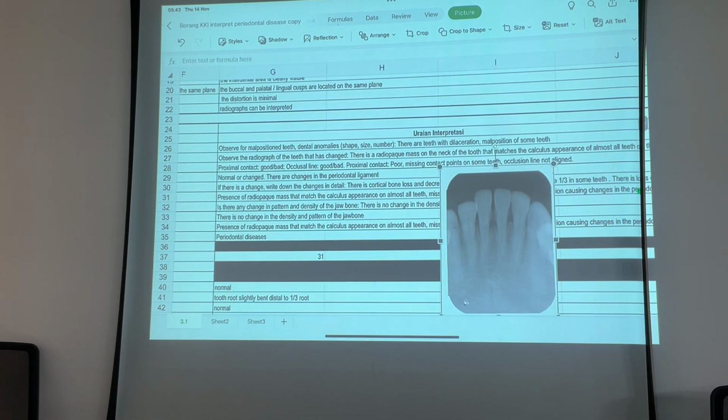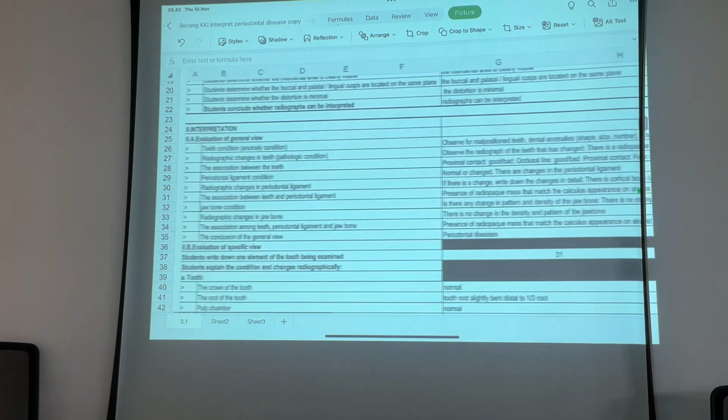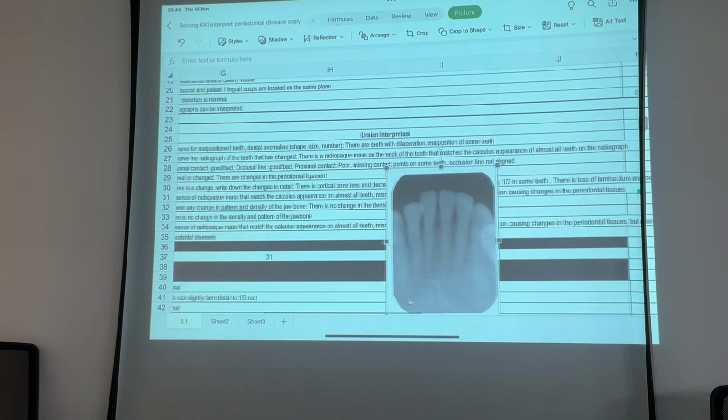So in here, you can see that some of the teeth are with dilaceration. Do you know dilaceration? Yes. And then some of the teeth are in malposition. You can see malposition in some of the teeth. And the next one is, now we do is there any pathology condition according to this image?